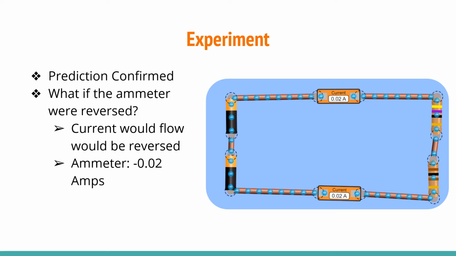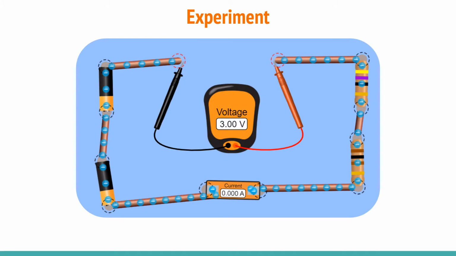Next, we're asked what happens if we reverse the direction of one of the ammeters. If the ammeter is reversed, the reading would become negative 0.02 because the flow of the current would be reversed. Next, I replaced one of the ammeters with a voltmeter. The voltmeter read 3 volts, while the remaining ammeter showed 0 amps. The 3 volts are expected from the two 1.5 volt batteries. The current becomes 0 at the ammeter because the voltmeter has infinite resistance and does not allow any current to travel through it. Essentially, the circuit becomes open.